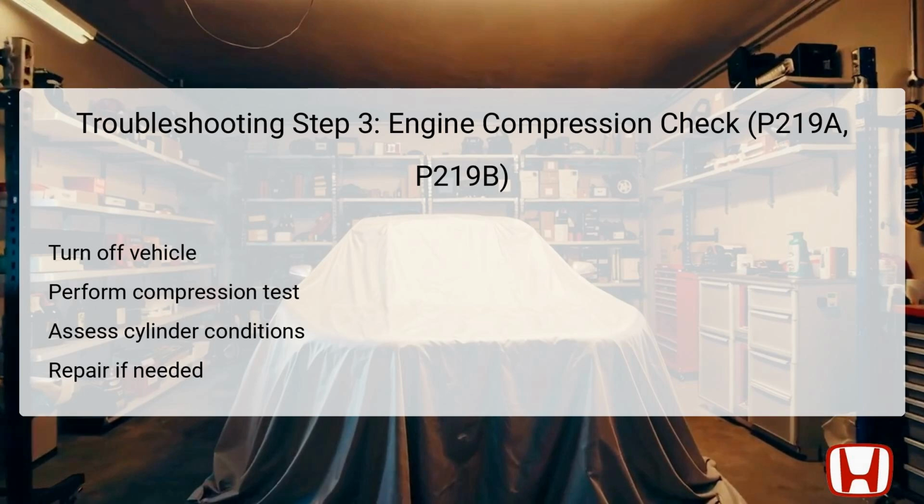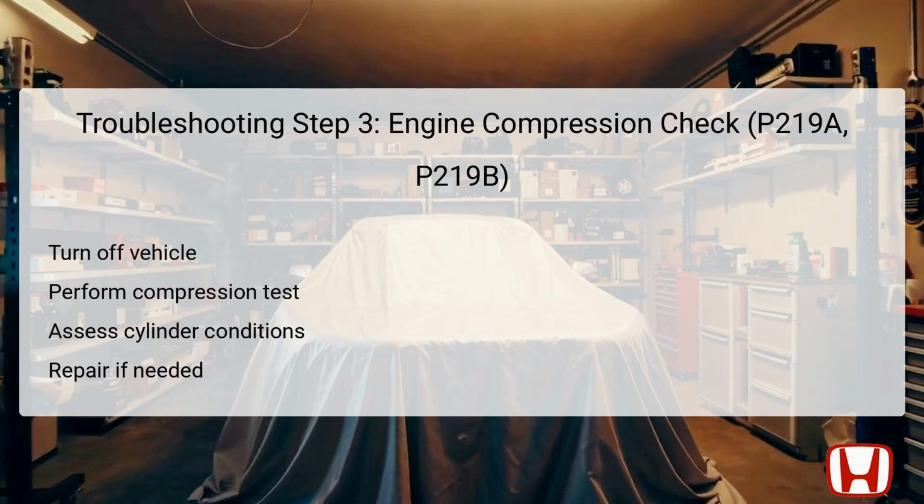The third troubleshooting step focuses on performing an engine compression check, vital for ensuring all cylinders are functioning effectively. Begin by turning the vehicle to the off position and preparing to carry out a cylinder compression test. This test identifies any cylinder with lower compression compared to its counterparts, which could indicate mechanical failure, like a blown head gasket, a worn piston ring, or valve issues.